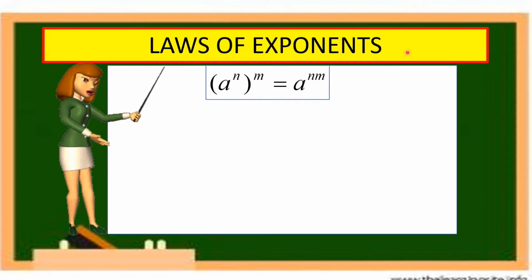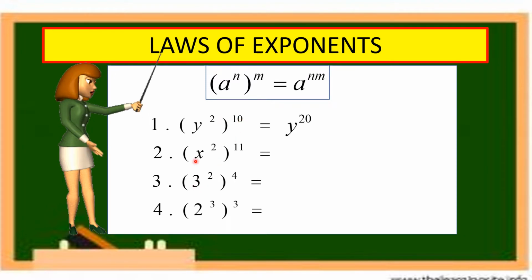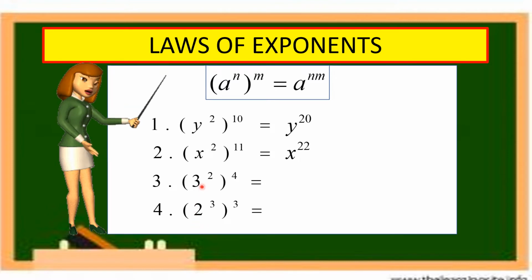We have laws of exponent. A raised to the m raised to the n equals a raised to the mn. So we have y squared raised to the 10, 2 times 10, that is 20. We need only to multiply the exponents. Next, x squared raised to 11, that is 2 times 11, that is 22.